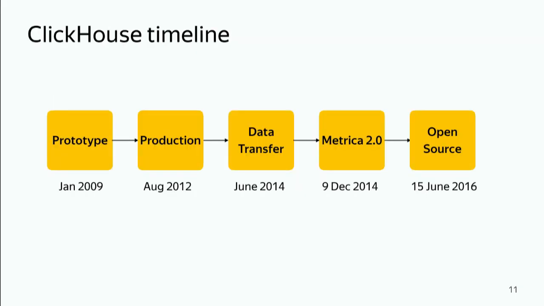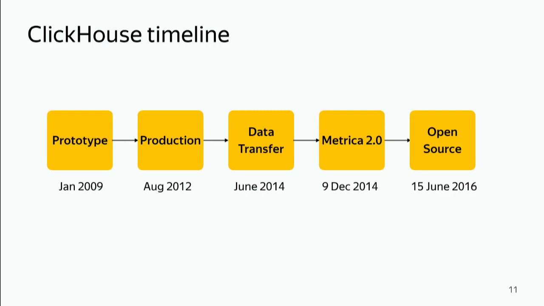Then we started, and this is how the timeline looks. We created a prototype in 2009, and in 2012 it was in some sort of production, not as the main analytical storage, but as some side storages. In 2014, we decided that we were ready to launch a new version of our product based on ClickHouse, and it was Metrica 2.0. We started to migrate all the data and opened our new interface.